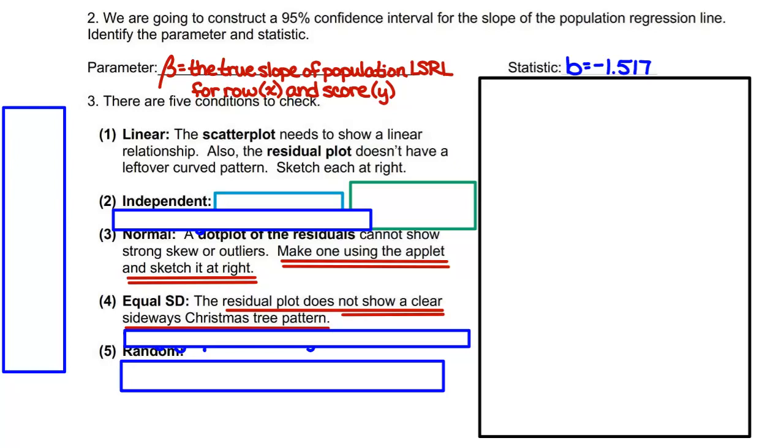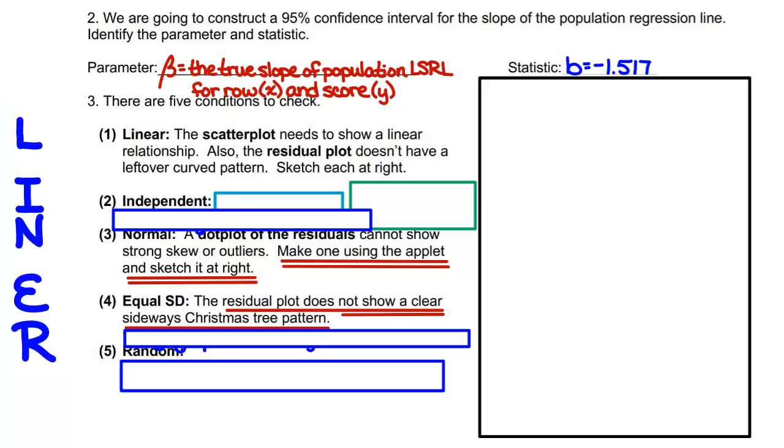How many conditions do we normally have to check? 3. There are 5. We have an acronym to remember all 5 of them. LINER. Which kind of makes sense because we're working with lines. The L stands for linear. The scatter plot needs to show a linear relationship, and the residual plot should not have a leftover curved pattern.